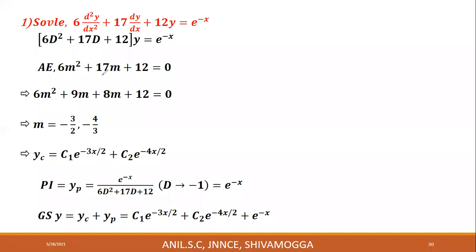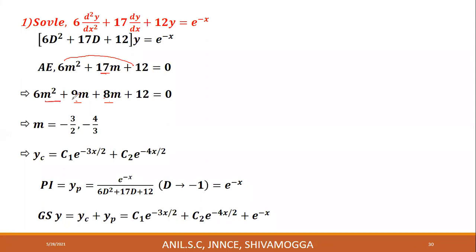6m square plus 17m plus 12 is equal to 0. Here 17m can be written as 9m plus 8m. 9 plus 8 is 17. 9 into 8 is 72, and 6 into 12 is 72. Therefore, 17m can be written as 9m plus 8m.